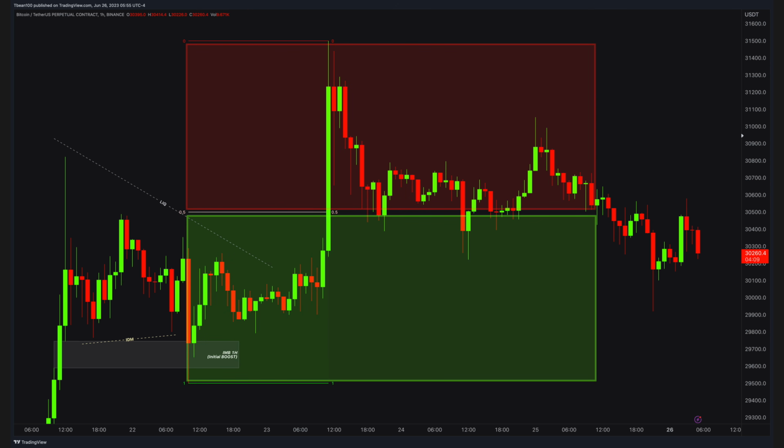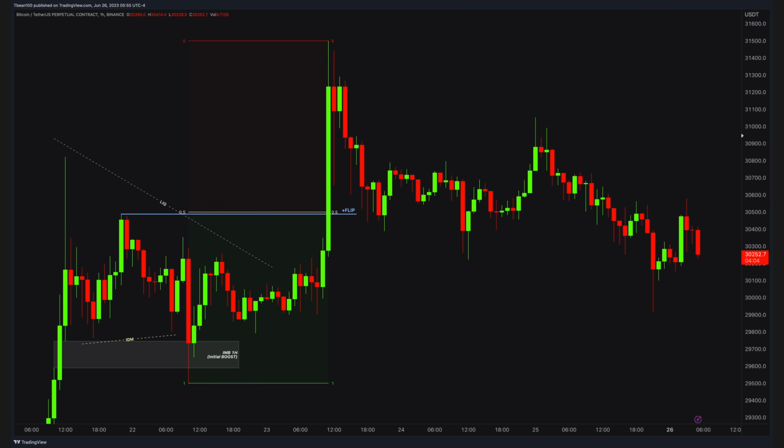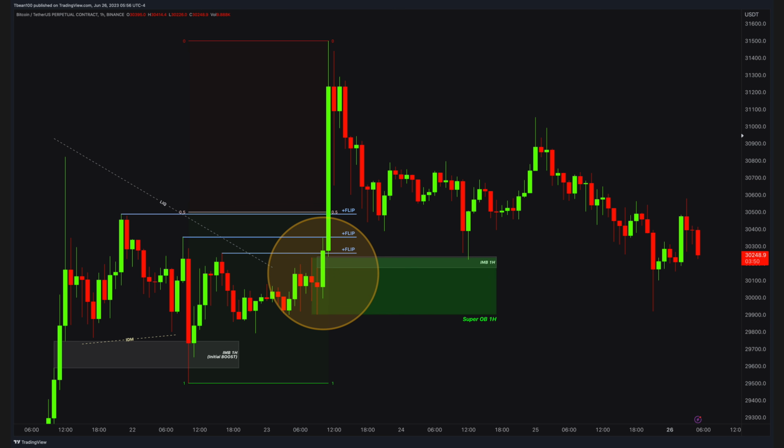What do I do here? I just read the price, nothing else. I do not think about trading yet. I only try to understand what happened here. Then I check for structures. You can notice the flip points in the discount zones and the imbalance and super order block. I have a simple mind. As long as this price is in the discount zone, I'll be looking for long structures.